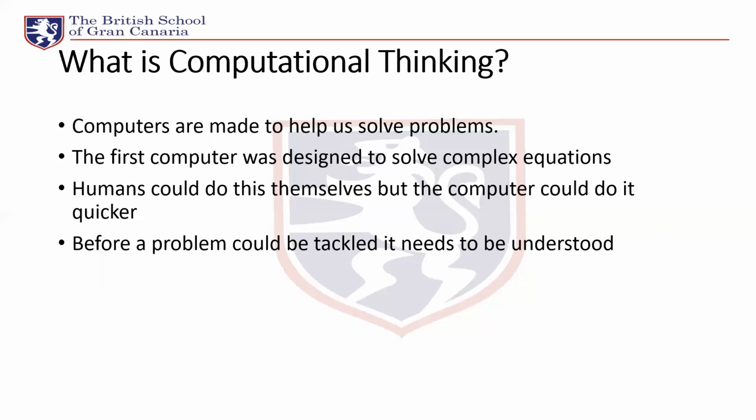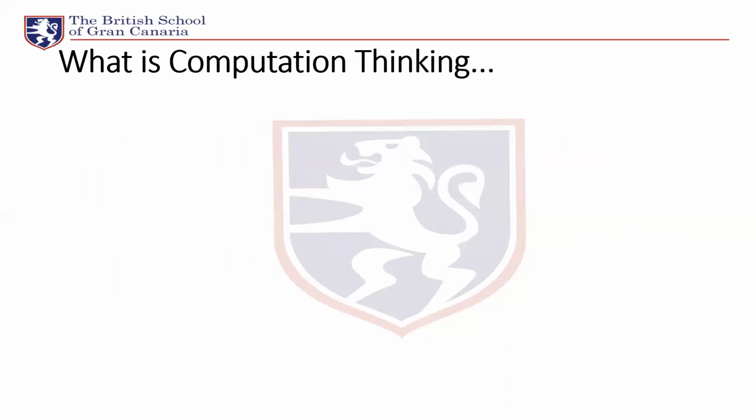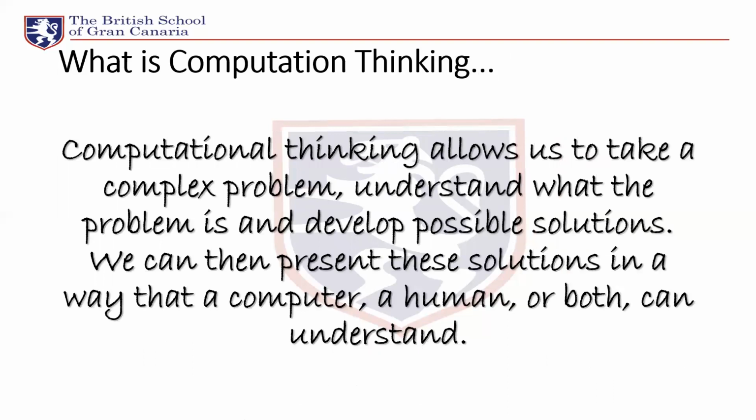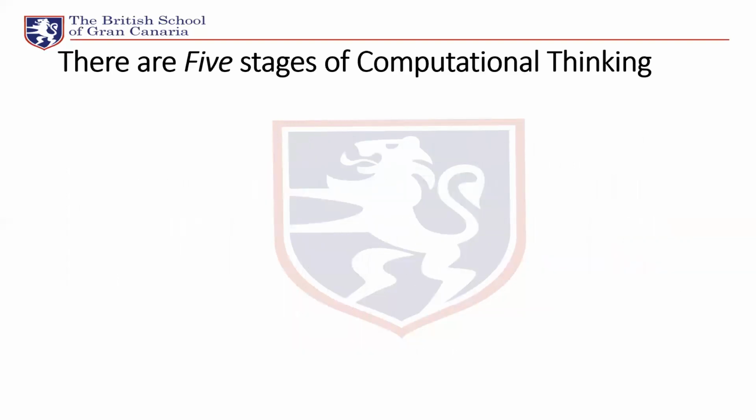Now, computers don't know any more than humans know. Okay, but before a problem can be tackled, it needs to be understood. So what is computational thinking? Well, computational thinking allows us to take a complex problem, understand what that problem is, and develop possible solutions. So in a way, you're kind of thinking like a computer. We can then present these solutions in a way that a computer or a human or both can understand them and solve them.